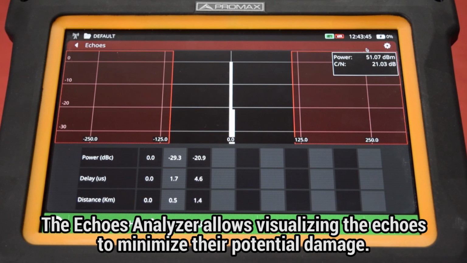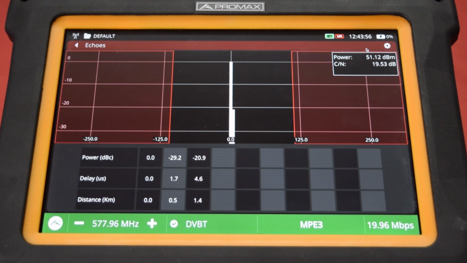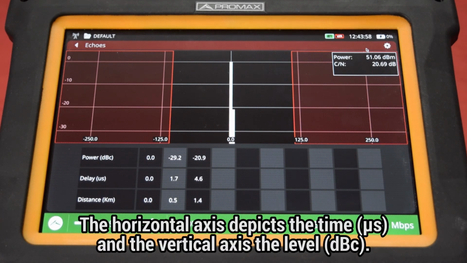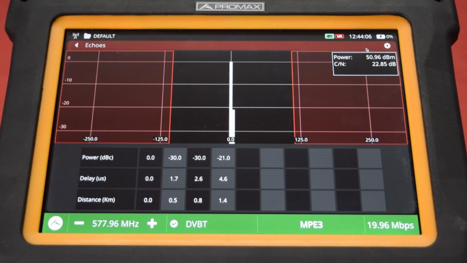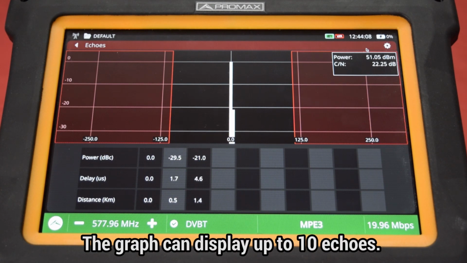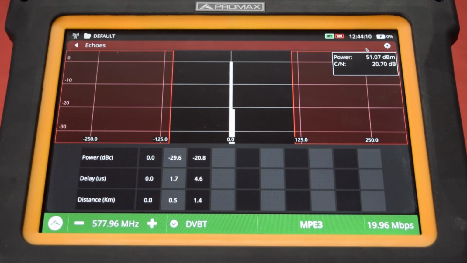Now, the echoes analyzer featured in the Atlas analyzer is a formidable tool to visualize these echoes and assess the potential damage they may cause to our signal. This graph is showing time in microseconds in the horizontal axis and level in dB carrier units in the vertical axis. As many as 10 echoes can be displayed simultaneously in the graph.